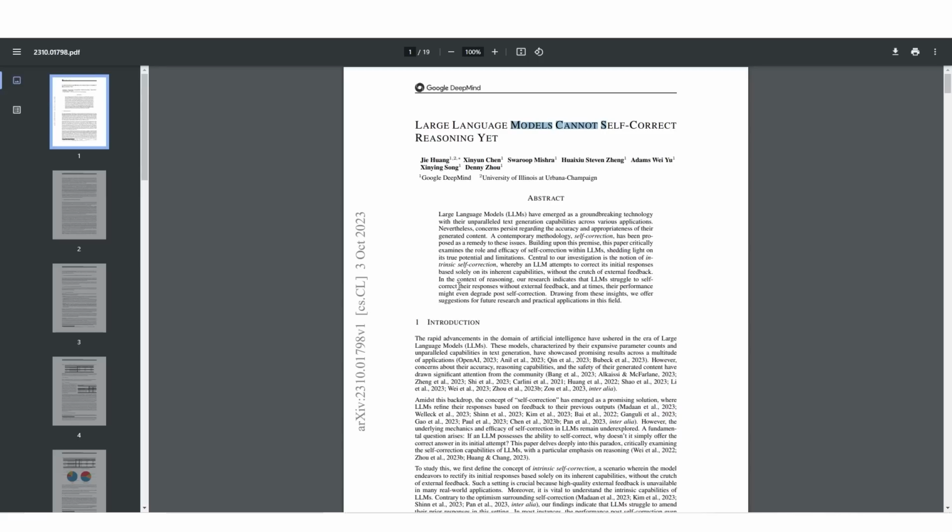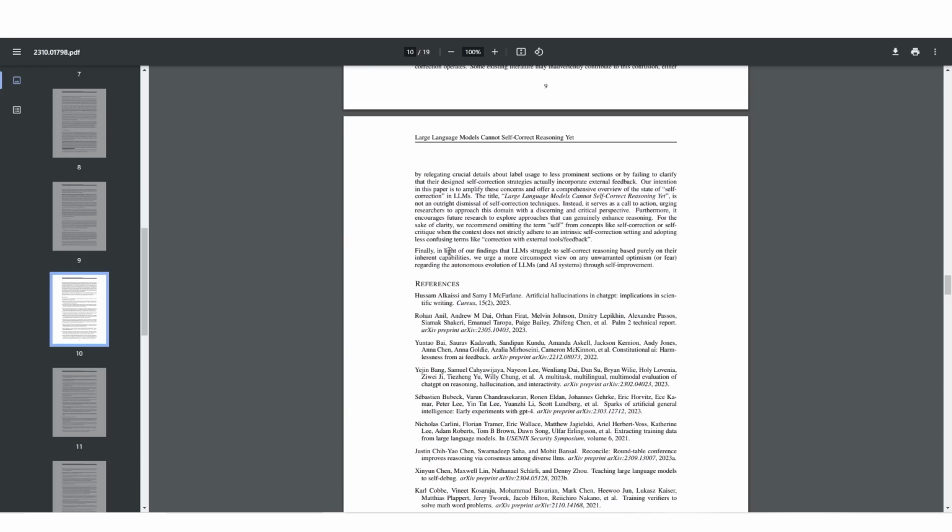And essentially, in the abstract, it said, in the context of reasoning, our research indicates that LLMs struggle to self-correct their responses without external feedback, and at times, their performance might even degrade post self-corrections. So they conclude by saying, finally, in light of our findings that LLMs struggle to self-correct reasoning based purely on their inherent capabilities, we urge a more circumspect view on any unwarranted optimism or fear regarding the autonomous evolution of LLMs and systems through self-improvement.